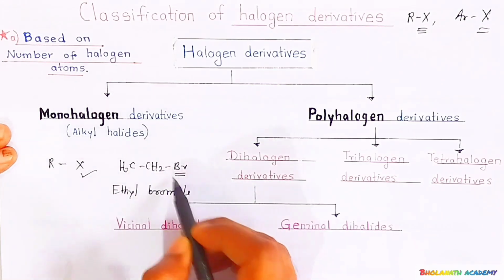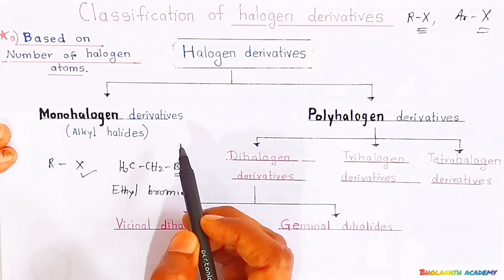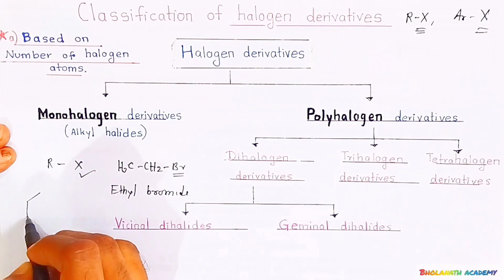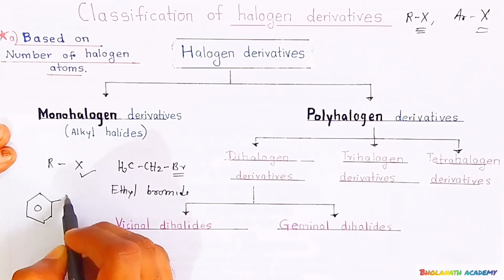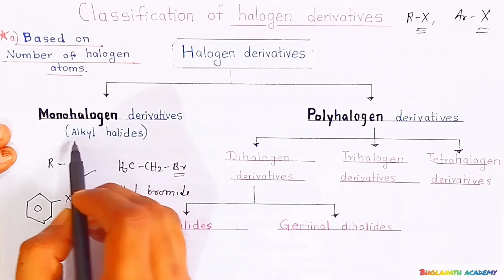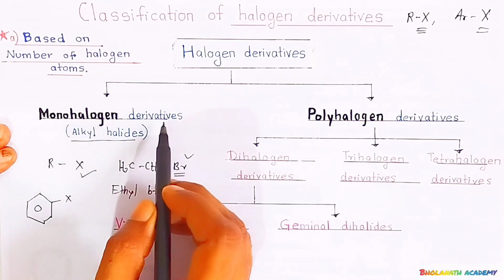In a monohalogen derivative, only one bromine atom is attached to the hydrocarbon. It may be aliphatic or aromatic. Understanding, students? In an aromatic compound with only one halogen, this is also called a monohalogen derivative. It may be an alkyl halide, I have given the example, and this is an aryl halide example. Both come under monohalogen derivative.